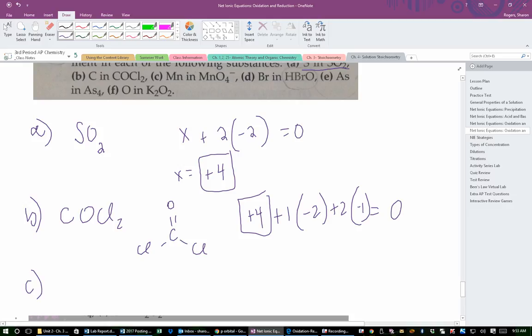All right, part C, MnO4. So this is a polyatomic ion, MnO4. Now, knowing what we know about polyatomic ions, we have manganese and oxygen in there. Which one of the two is going to assume a negative? Oxygen. So I told you 99% of the time oxygen is what charge? -2. So my overall charge is -1. I've got 4 oxygens with a -2. That leaves manganese with a charge of +7.